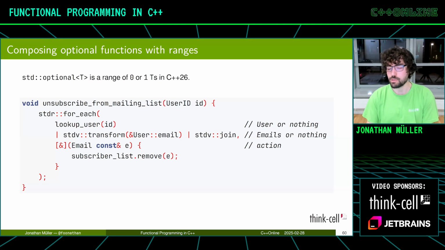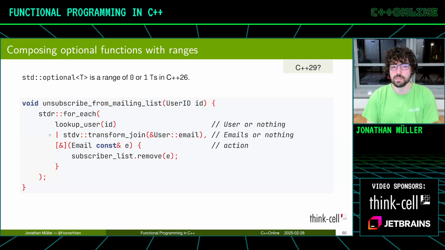And there, the solution was called and then. The proposal for C++29 calls it transform join, because that's kind of what it does. It does a transform and then a join, right? It prevents the nested ranges by flattening it as necessary. There's a question. Optional transform is similar to fmap, and then is similar to the bind operator. Yes, exactly.